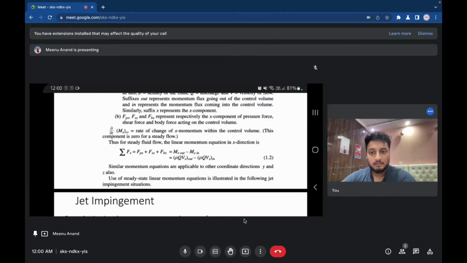Thus, for steady fluid flow, the linear momentum equation in the x direction is: summation Fx is equal to Fpx plus Fsx plus Fbx, which is equal to Mx out minus Mx in, which is equal to rho Q Vx out minus rho Q Vx in. Similarly, momentum equations are applicable to the other coordinate directions, y and z, also.